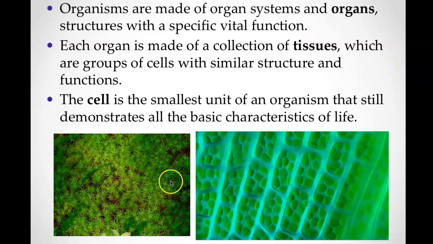And this is just an example down here. This is moss. Moss is an organism that's made up of stems and leaves. So stems and leaves are actually organs of a plant. And each part, stems and leaves, each organ of the plant is made up of different tissues. And within the tissues, you have many different types of cells. Same thing with humans.